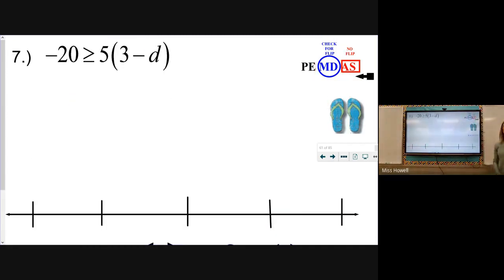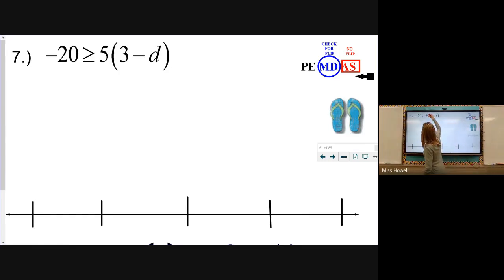All right, last one for today. I have negative 20 is greater than or equal to 5 times 3 minus d. Since there's grouping symbols or parentheses in this problem to start, we have to start by removing them by using the distributive property. Once they're removed, we'll be back to a two-step problem.